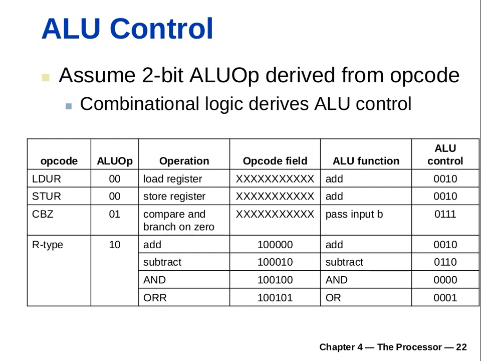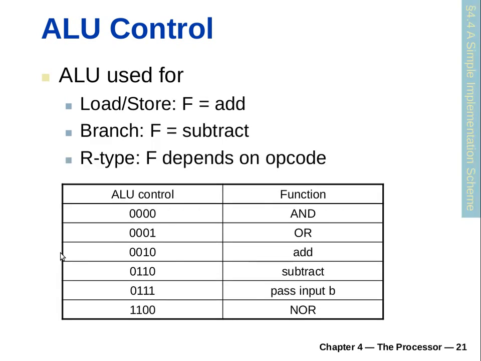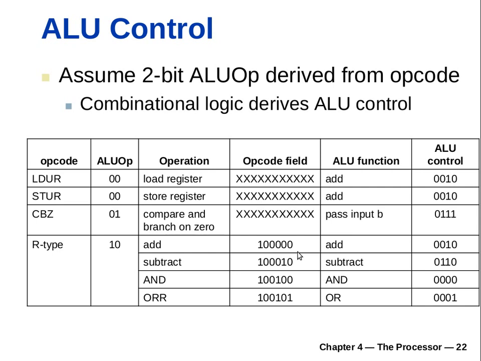Okay? So pag CBZ, okay? So you have 01, okay? And then pass input, and then ito yung output niya dun sa ALU control. And for the R type, okay? Ito yung output niya. Now, take note na yung R-type, okay? Ito yung mga operations na gagawin mo. Okay? So, you have to be able to obtain that from the opcode field. Kaya makikita niyo yung opcode field. Okay? Ito yung bit pattern that represents the opcode field. Tapos ito yung output mo dun sa ALU control.